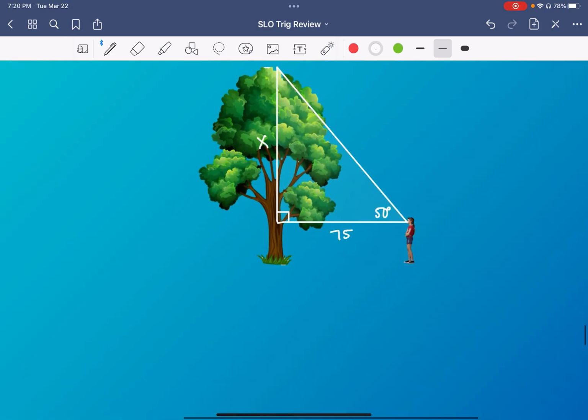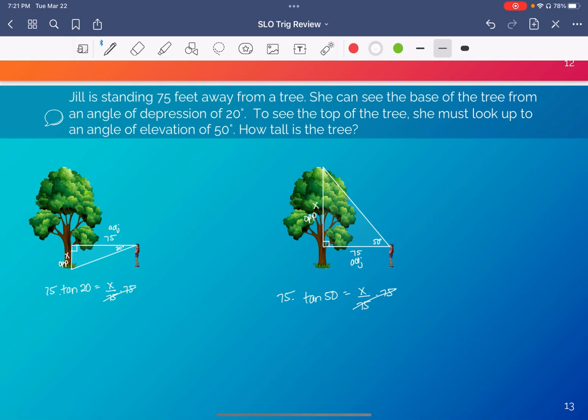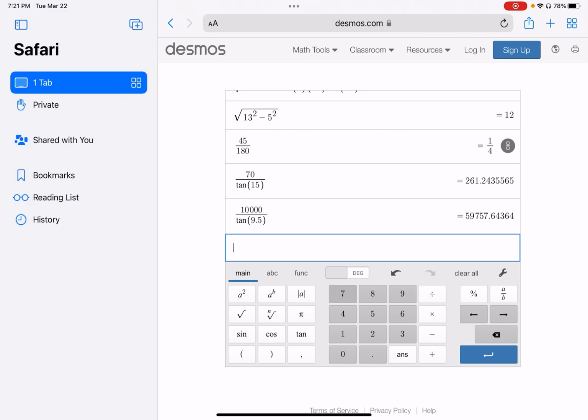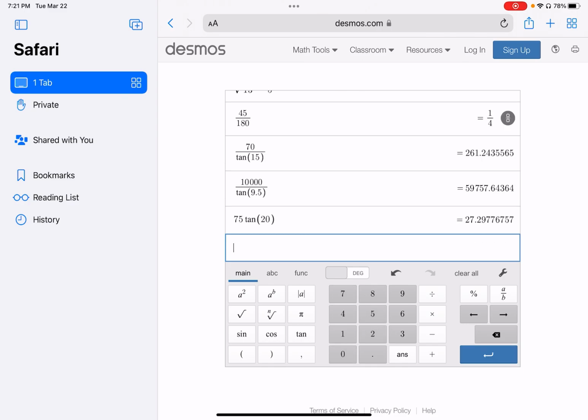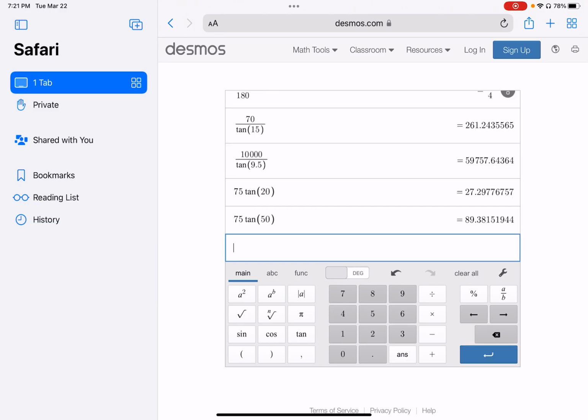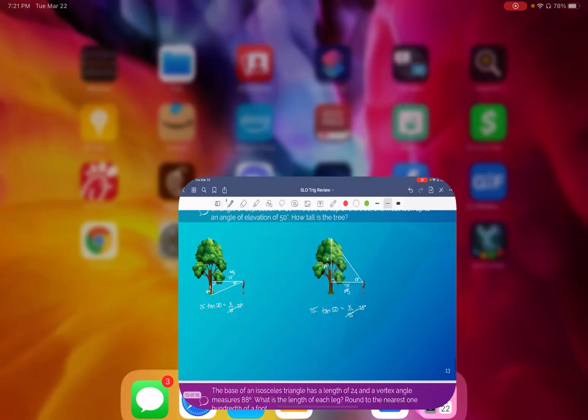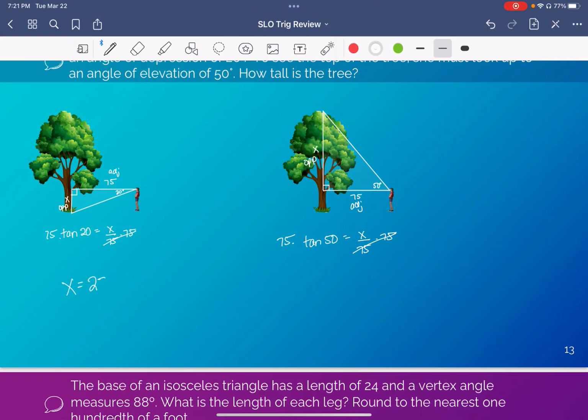I'm also going to do this one. So across from the angle, opposite, next to it, adjacent, that's tangent again, is equal to x over 75 multiplied by the denominator. So I have basically the same calculation but with different angles. So we got 75 tangent of 20 and 75 tangent of 50. So the trunk height is 27.29. And the branches part is 89.38.